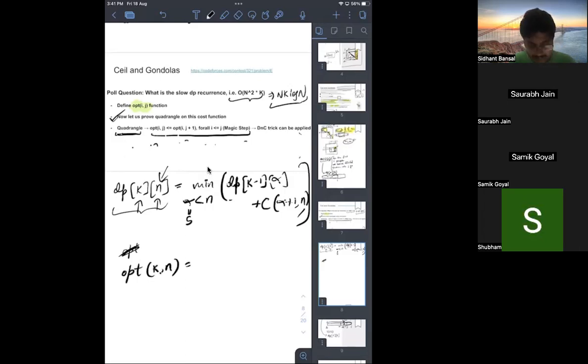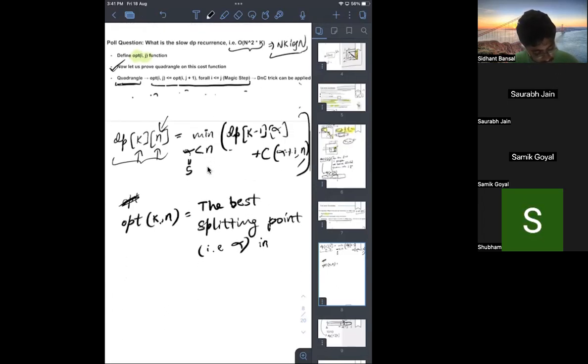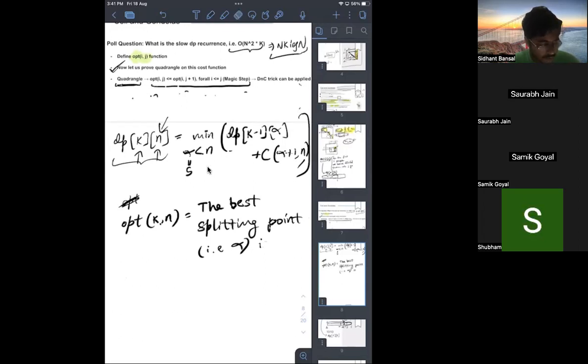So opt_kn is basically the best splitting point, that is alpha, for dp[k][n]. So is this part clear? That when you're calculating dp[k][n], whichever alpha gives you the smallest value of this dp[k][n], that particular alpha is your opt_kn, trying to denote where that splitting point was.